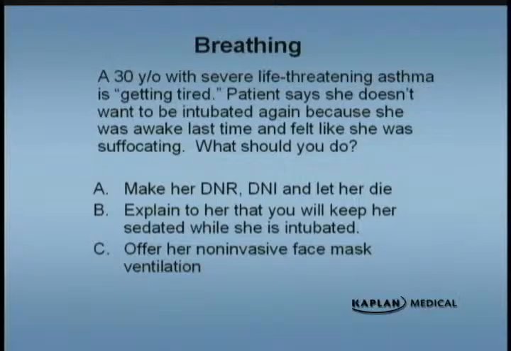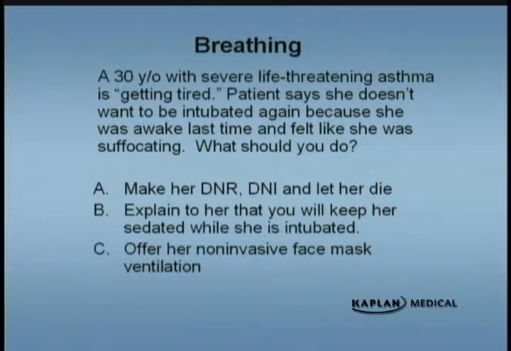In her groggy state, she tells you that she doesn't want to ever be intubated again because the last time she was intubated for her severe asthma, she wasn't sedated adequately and she had that terrible suffocating choking feeling that patients get who have endotracheal intubation that aren't properly medicated. She says, just let me die.